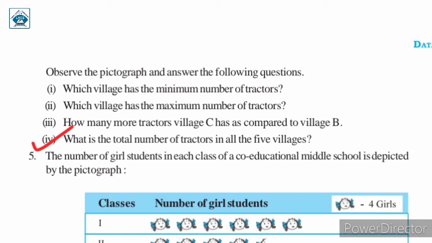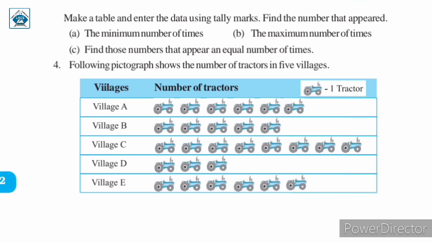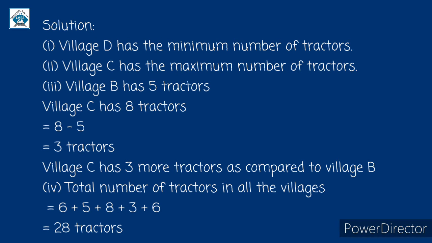Lastly, we are asked what is the total number of tractors in all the 5 villages. टोटल फाइंड करने बोला है यानी कि हम विलेज ए, विलेज बी, विलेज सी, विलेज डी और विलेज ई इन सबके पिक्चर्स काउंट करेंगे तो हमें टोटल नंबर ऑफ ट्रैक्टर्स मिल जाएगा. So here we can easily count. This is 6 + 5 + 8 + 3 + 6, which is equal to 28. The total number of tractors in all the 5 villages is 28 tractors. In this way, you have to write the solution in your notebook.